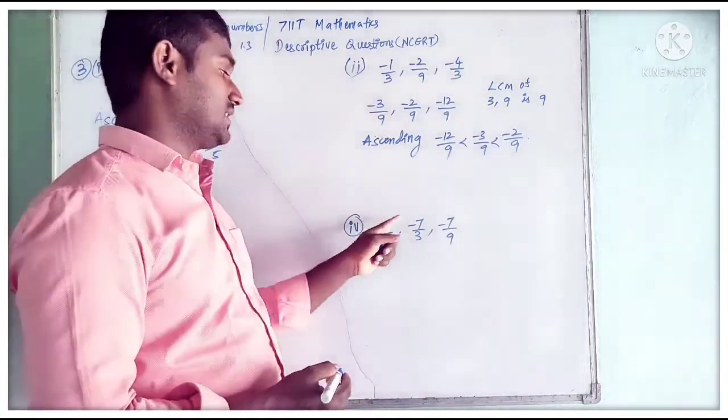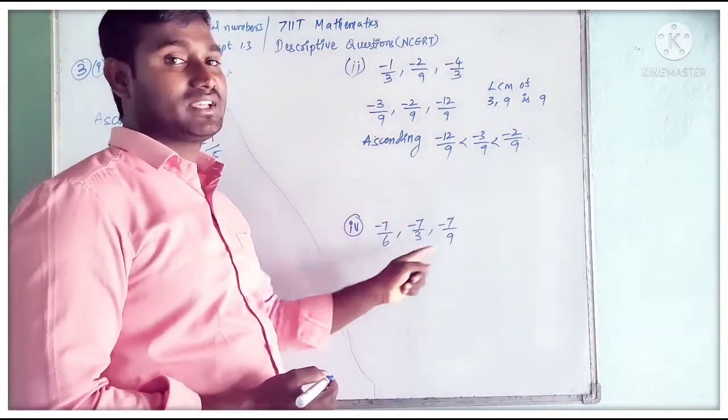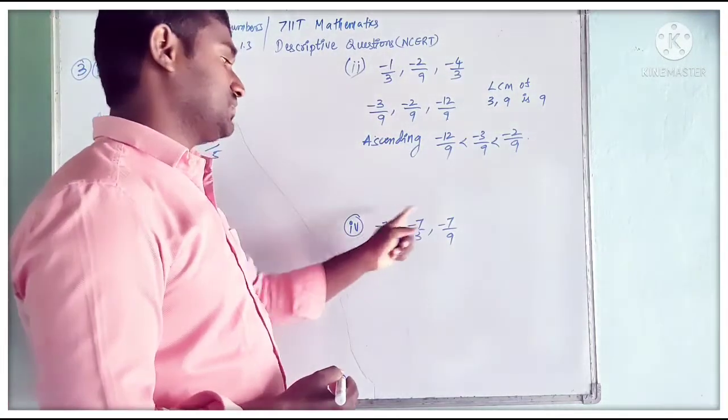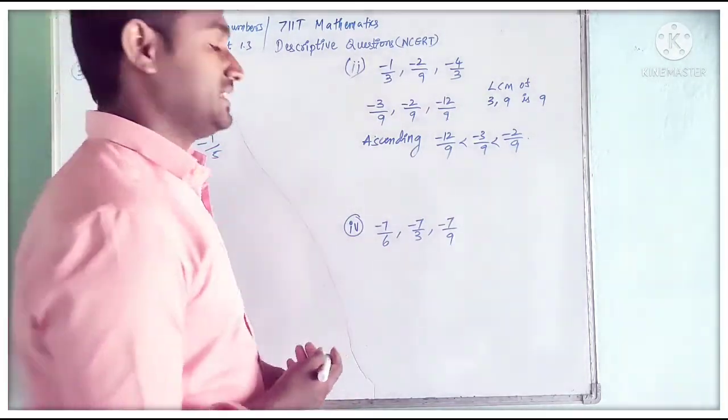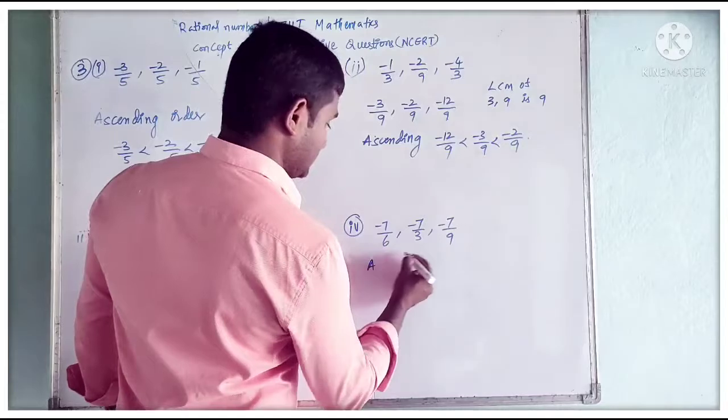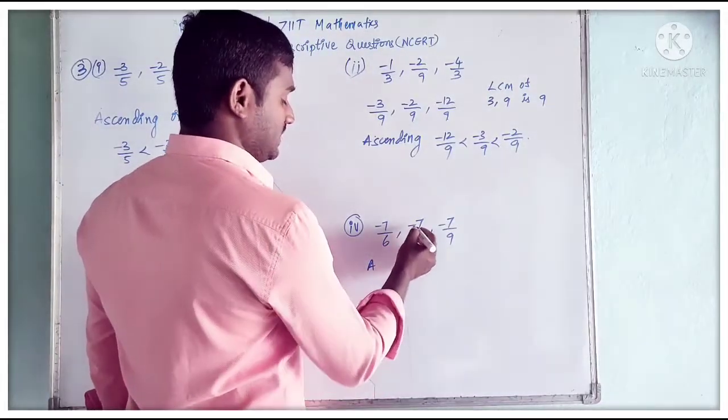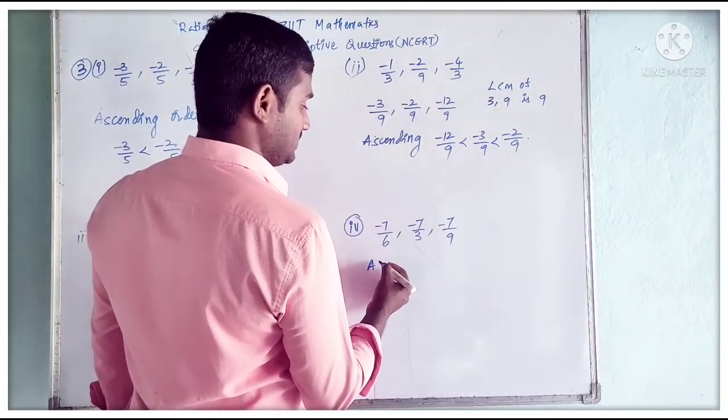Same process. Here the numerator is same, and we are comparing negative rational numbers. If the numerator is same, the denominator which is smaller becomes the smallest rational number. So here 3 by 2 is the smallest, minus 3 by 2 is the smallest rational number.